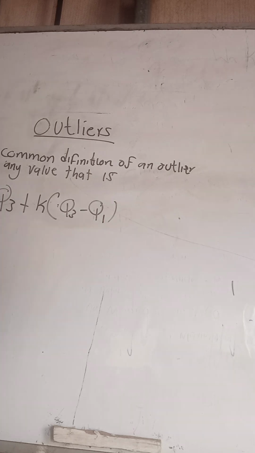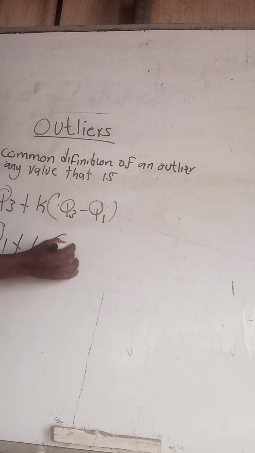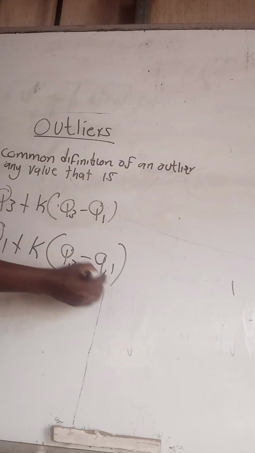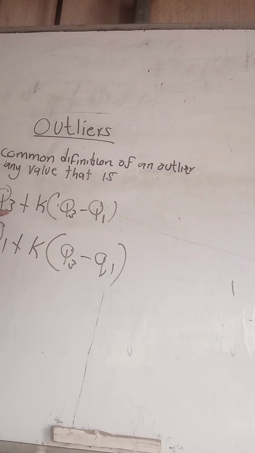Or any value that is less than the lower quartile Q1 minus the constant K multiplied by the interquartile range, that is Q3 minus Q1. I'm hoping you're seeing: any value that is greater than Q3 plus a constant multiplied by the interquartile range, or any value that is less than Q1, which is the lower quartile, minus the constant K multiplied by the interquartile range.